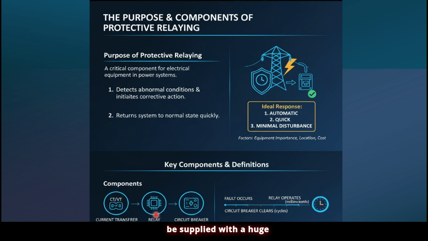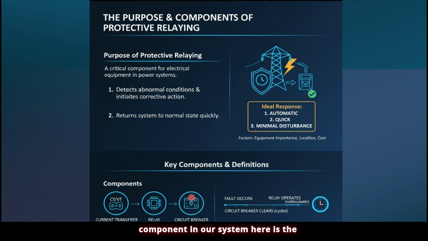be supplied with a huge amount of current. So in this case, we can use a current transformer in order to reduce the amount of current to a small scale. Okay, so after reducing the current, we will go to the relay. The relay will sense that there is a variation of the current, so it will sense and give an alarm to the protection component.